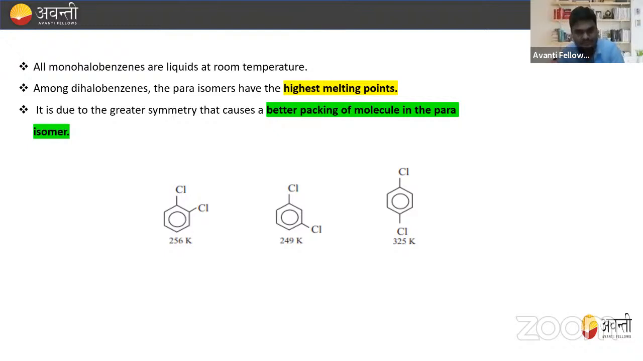Like we have Cl and Cl. So this is orthochlorobenzene, this is metachlorobenzene, and this is parachlorobenzene. So as we observe, the parachlorobenzene has a melting point of 325 Kelvin, whereas the metachlorobenzene has a melting point of 249. Similarly, orthochlorobenzene has a melting point of 256 Kelvin. So this is all about the melting point of the following, whether it is ortho, meta, or para.